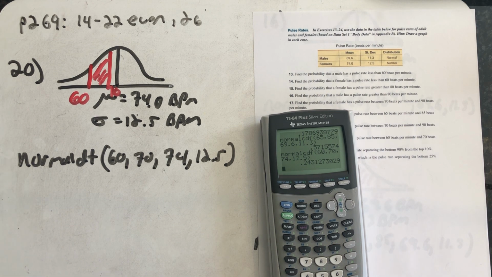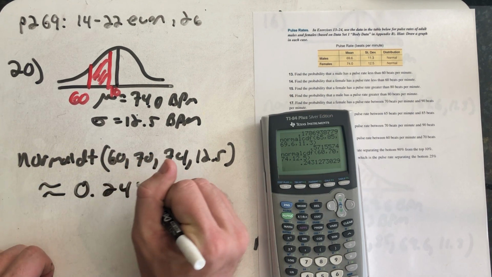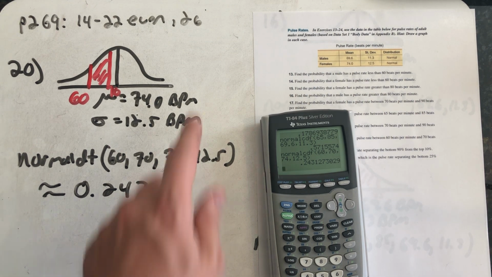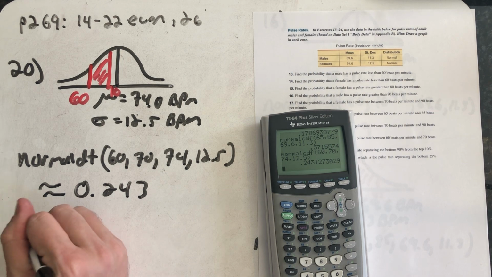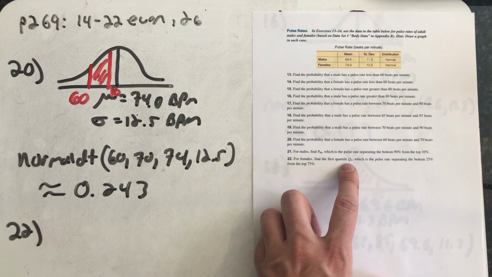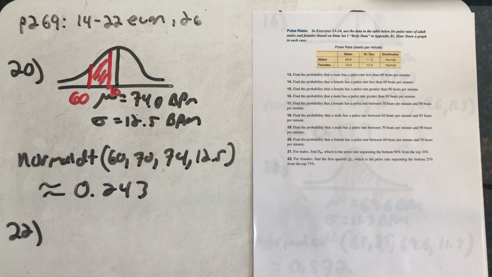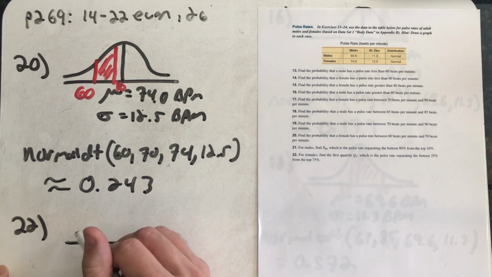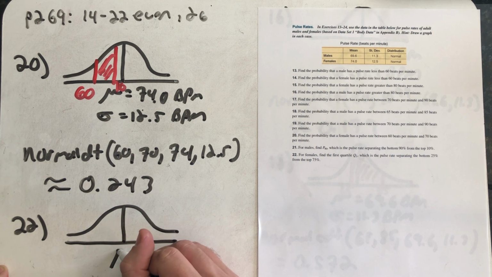And I have a probability of about 0.243. That was number 20, leaving us just number 22 to do before we get to 26 on the next page. For females, find the first quartile, Q1. Well, that is the data value that separates the bottom 25% from the top 75%. So this time, instead of looking for probability, we're asked to find a data value.